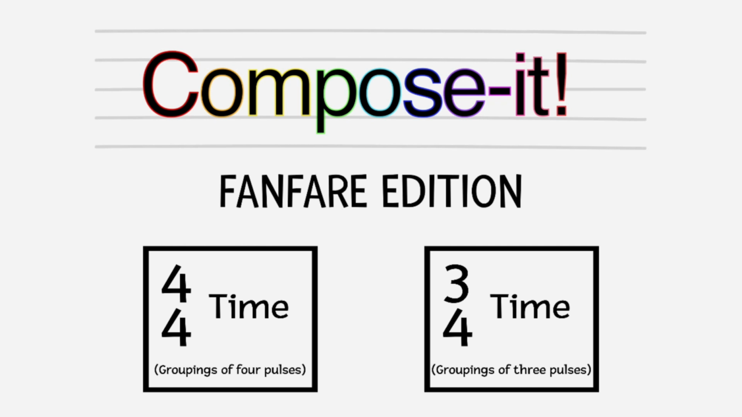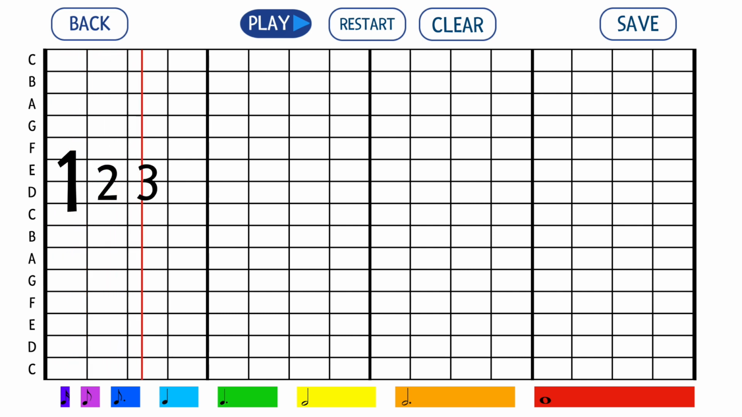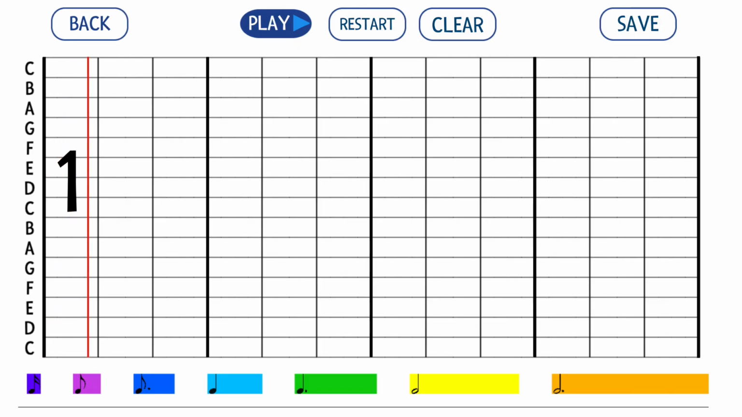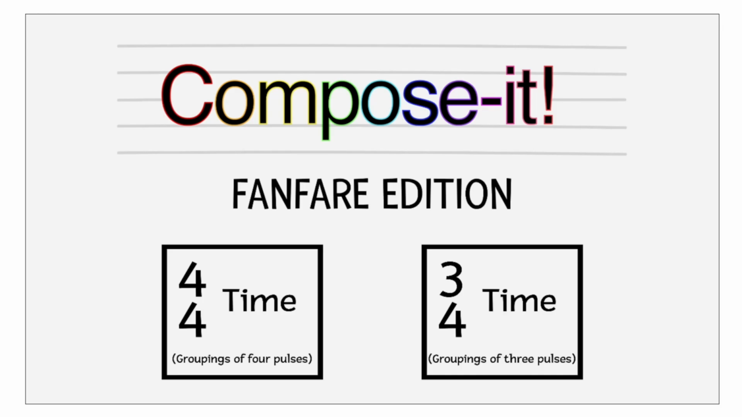On the main screen, you have two choices: to group pulses into fours, 1, 2, 3, 4, 1, 2, 3, 4, or group your pulses into threes, 1, 2, 3, 1, 2, 3. I'm going to choose groupings of 4 pulses or beats for my melody.